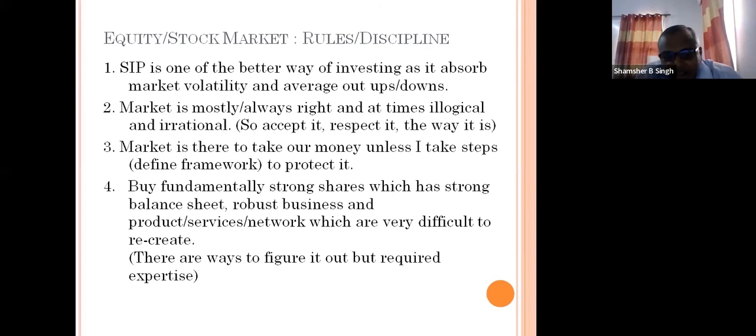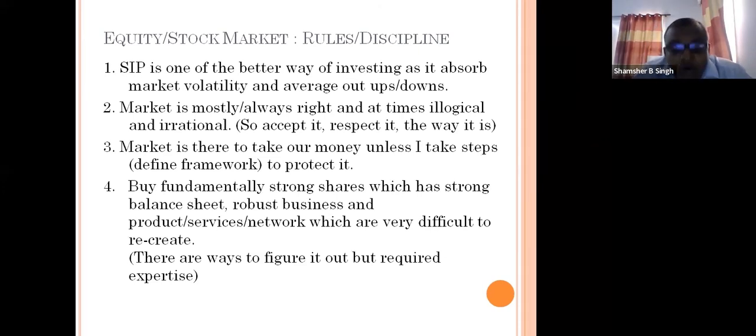What we do is buy fundamentally strong stocks, which means a strong balance sheet, a robust business, and a product or service with some USP which cannot be copied or recreated. This is easy to say, but there are parameters for those who really want to learn it. There is something called return on capital employed. This is one parameter we check when we say a fundamentally good company.